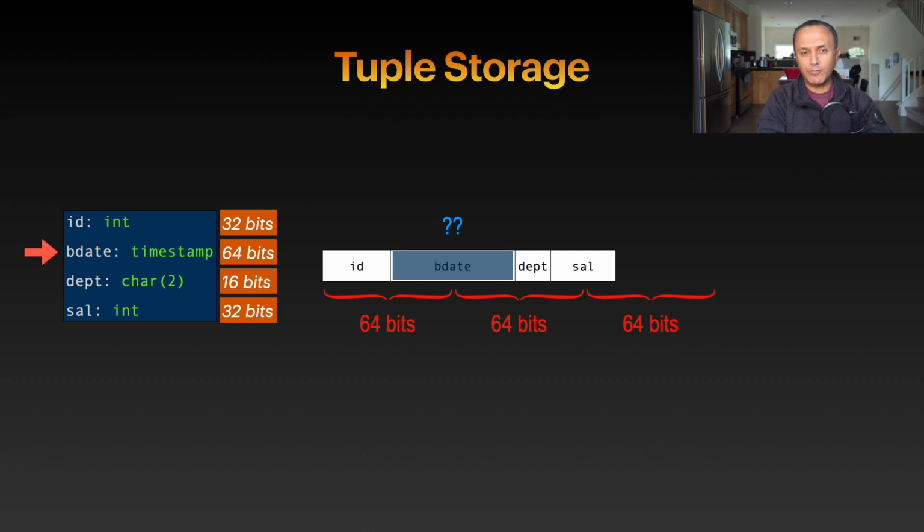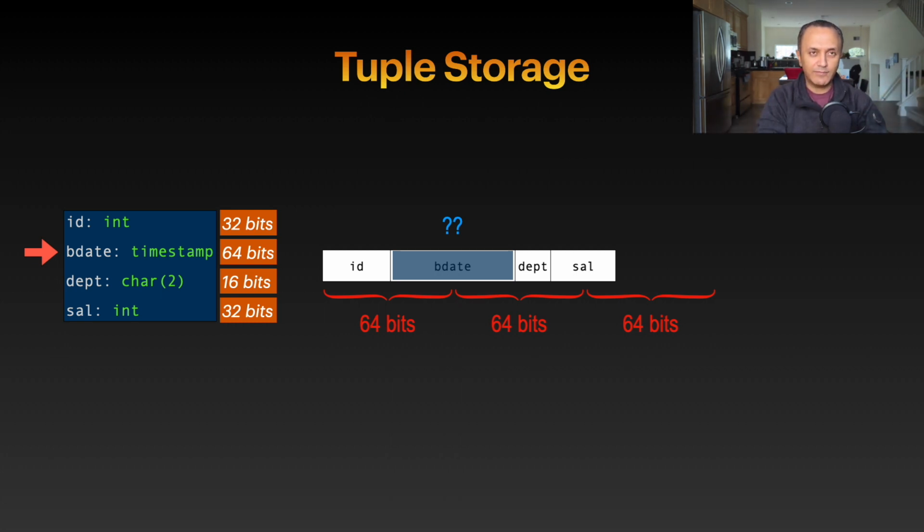Birth date is 64 bits. It's kind of like spanning 2 words. It's on the boundary between the first word and the second word. Part of it is here, part of it is there. So how does the system read this? Maybe it needs to read 2 words, but then figure out where it starts in the first word and where it ends in the second word.